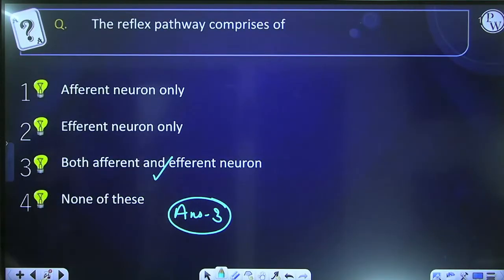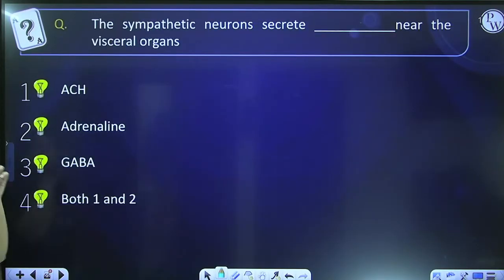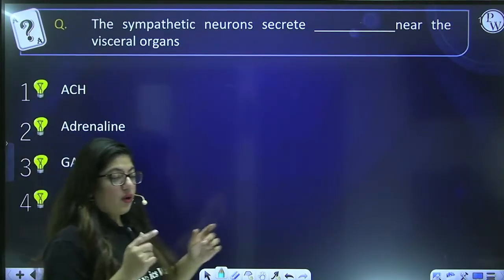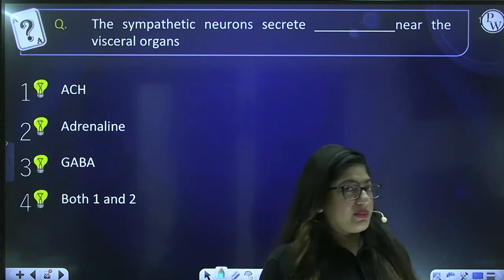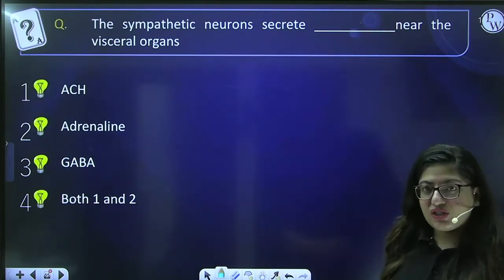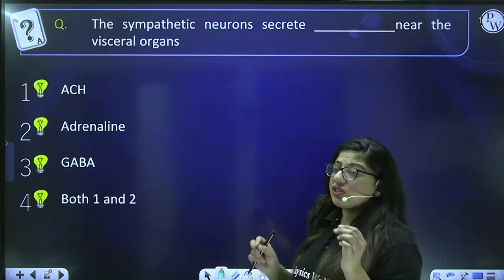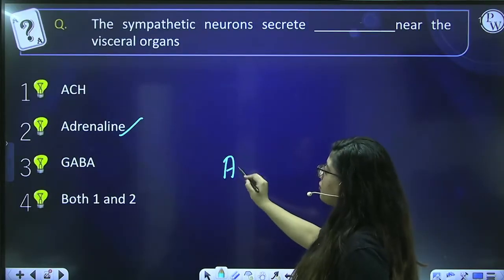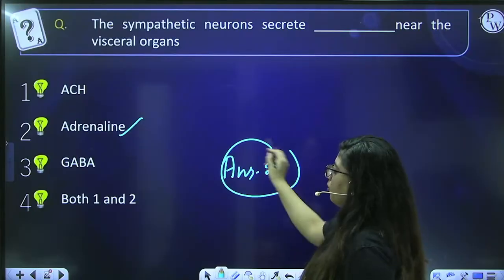Okay, all right. Next, we have the sympathetic neurons secrete dash near the visceral organs. So, we have done the autonomic nervous system. Parasympathetic always secrete ACH. Sympathetic secrete ACH in the ganglion, whereas adrenaline in the place of visceral organs. So, answer is 2. Okay. Next.